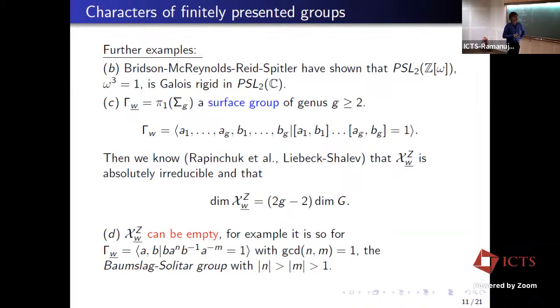Another thing: sometimes this character variety can be empty. When the character variety is empty, this means that there are no Zariski-dense homomorphisms from Γ_W to G. This is the case for the Baumslag-Solitar group, for instance. You take this presentation, then it's never going to have any Zariski-dense representation in SL_2(C). Most of what I'm going to talk about holds in an arbitrary semi-simple algebraic group. But even for SL_2(C), the theorem is non-trivial, and in fact, many of the ideas for SL_2(C) just work in general.